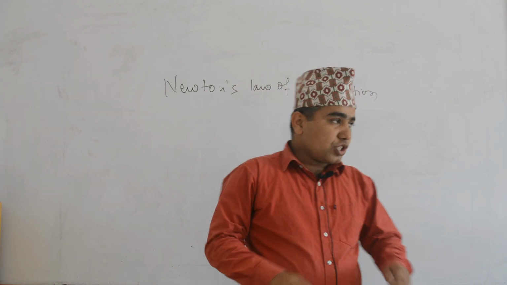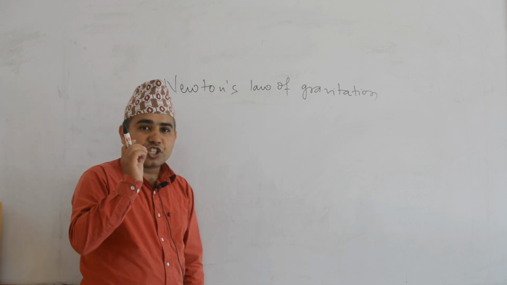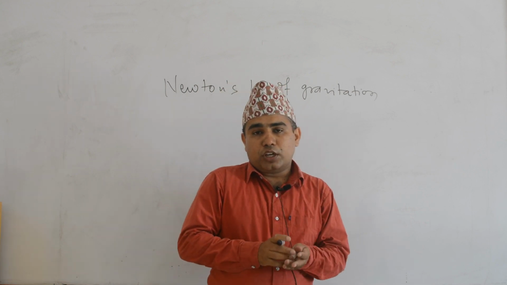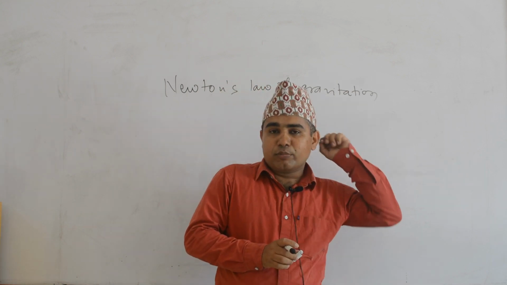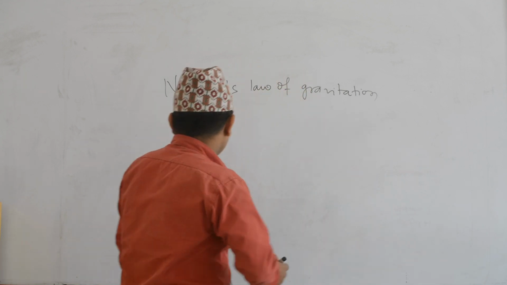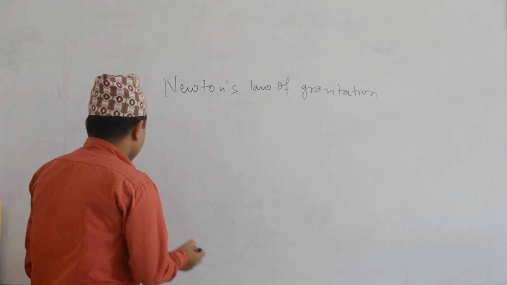The statement of Newton's law of gravitation is: the gravitational force of attraction existing between any two masses in the universe is directly proportional to the product of the masses and is inversely proportional to the square of the distance between their centers. This statement I would like to translate mathematically.